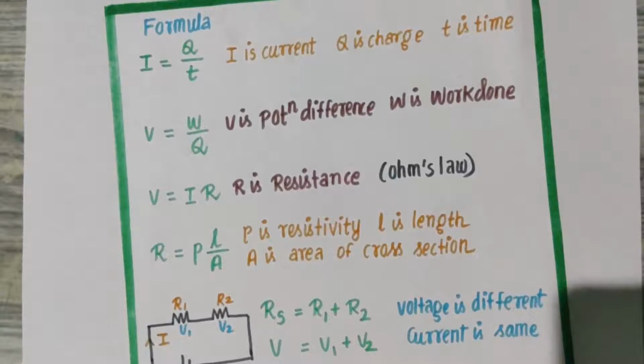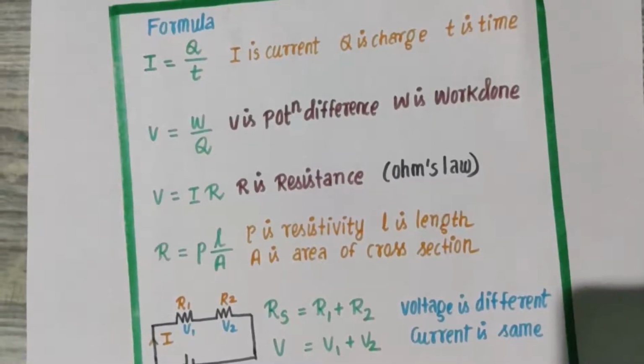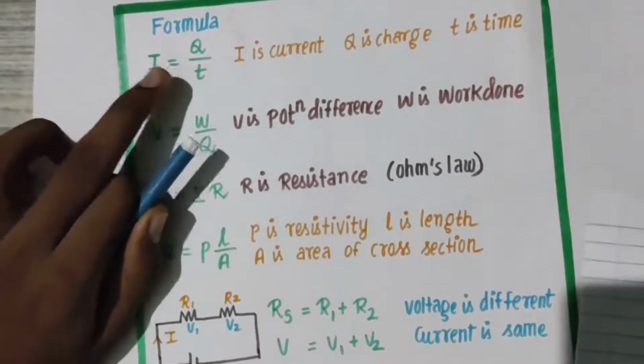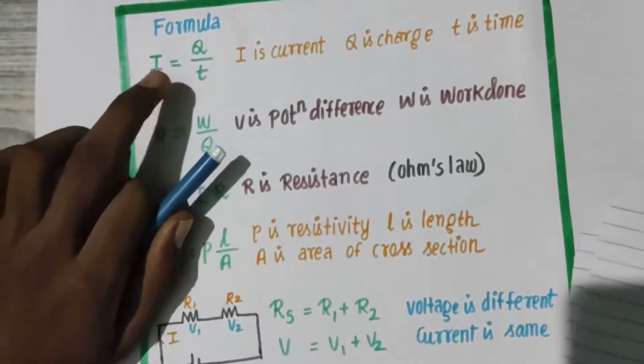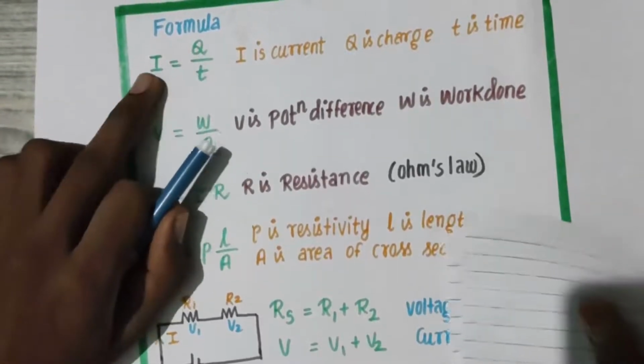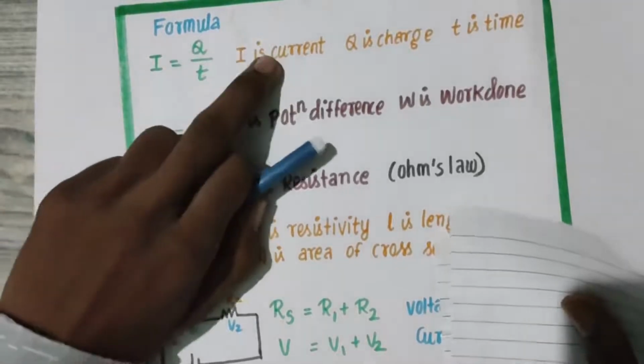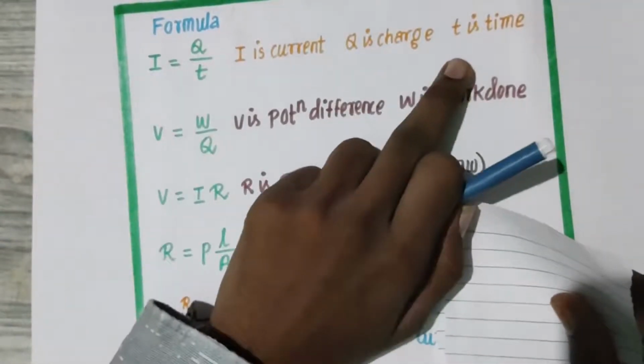இப்போ நம்ம இந்த important formulas எல்லாத்தையும் பார்க்கலாம் one by one. See, first formula I is equal to Q by T. ஓகேவா, ஐனா வந்து current. ஸோ current எப்படி கண்டுபிடிப்பீங்க? சார்ஜும் டைமும் கொடுத்துட்டாங்கன்னா I is equal to Q by T. I is current, Q is charge, and T is time.